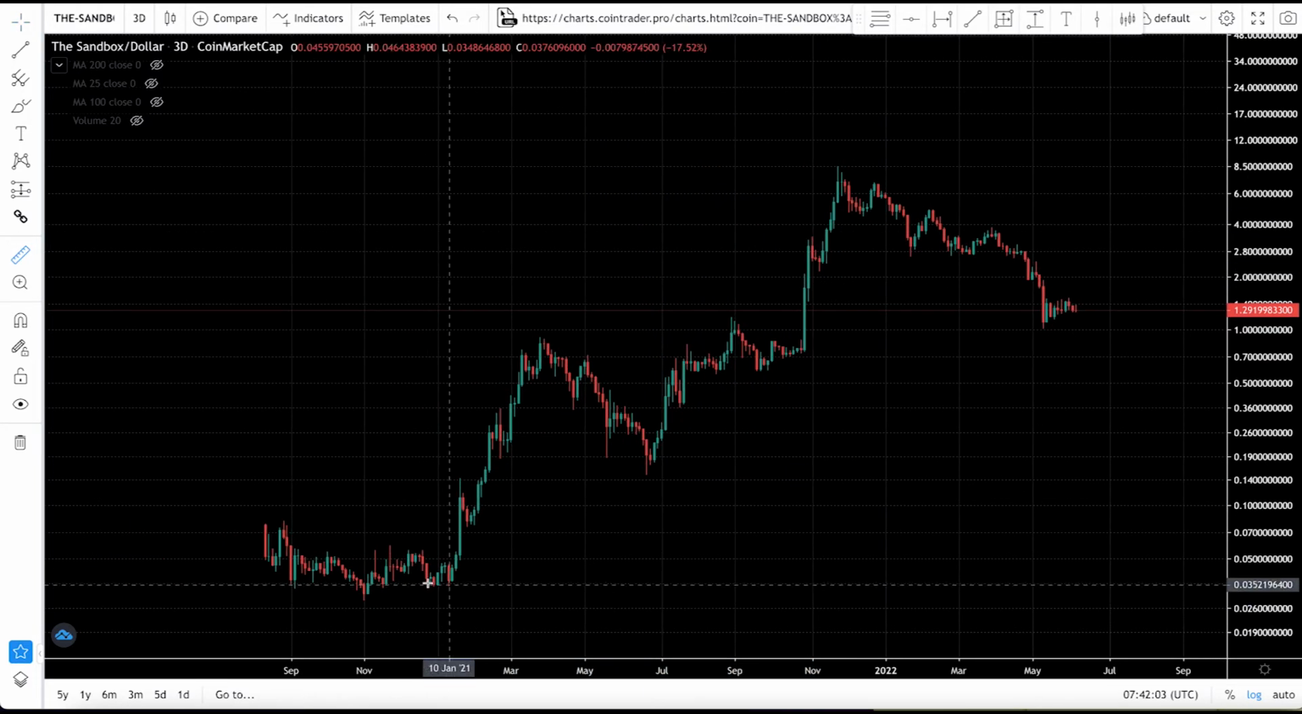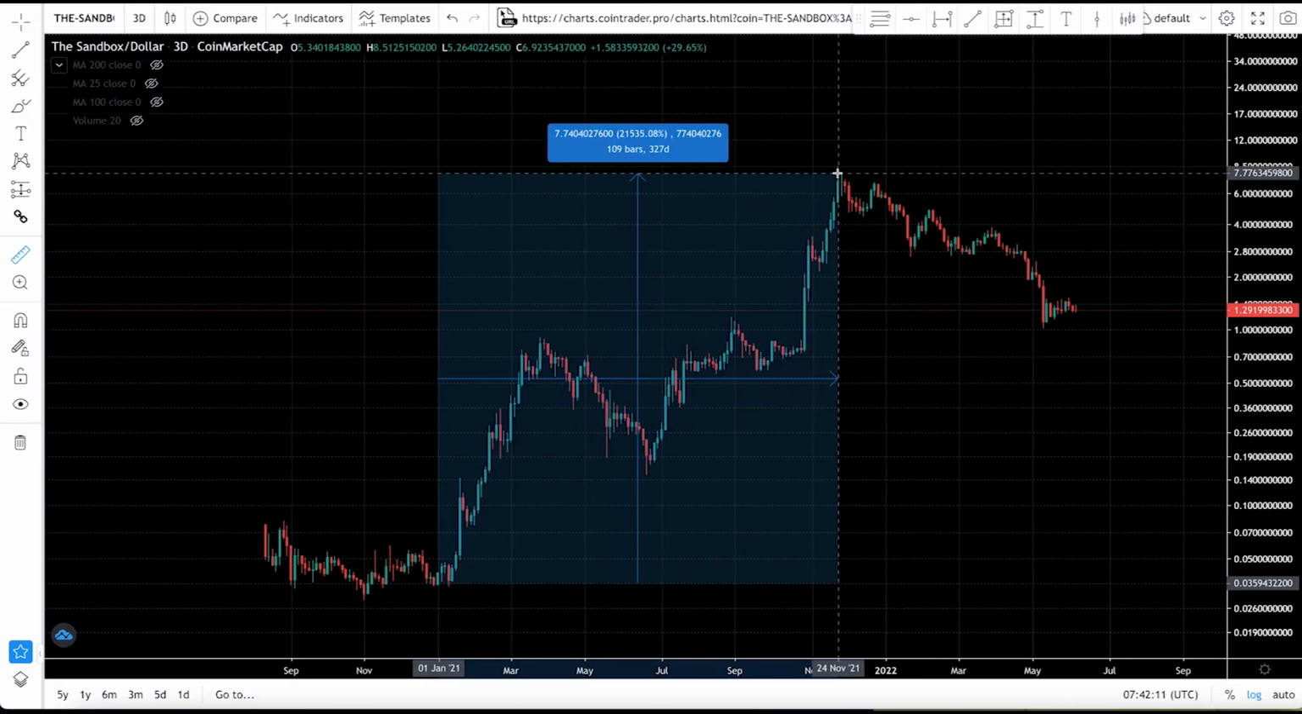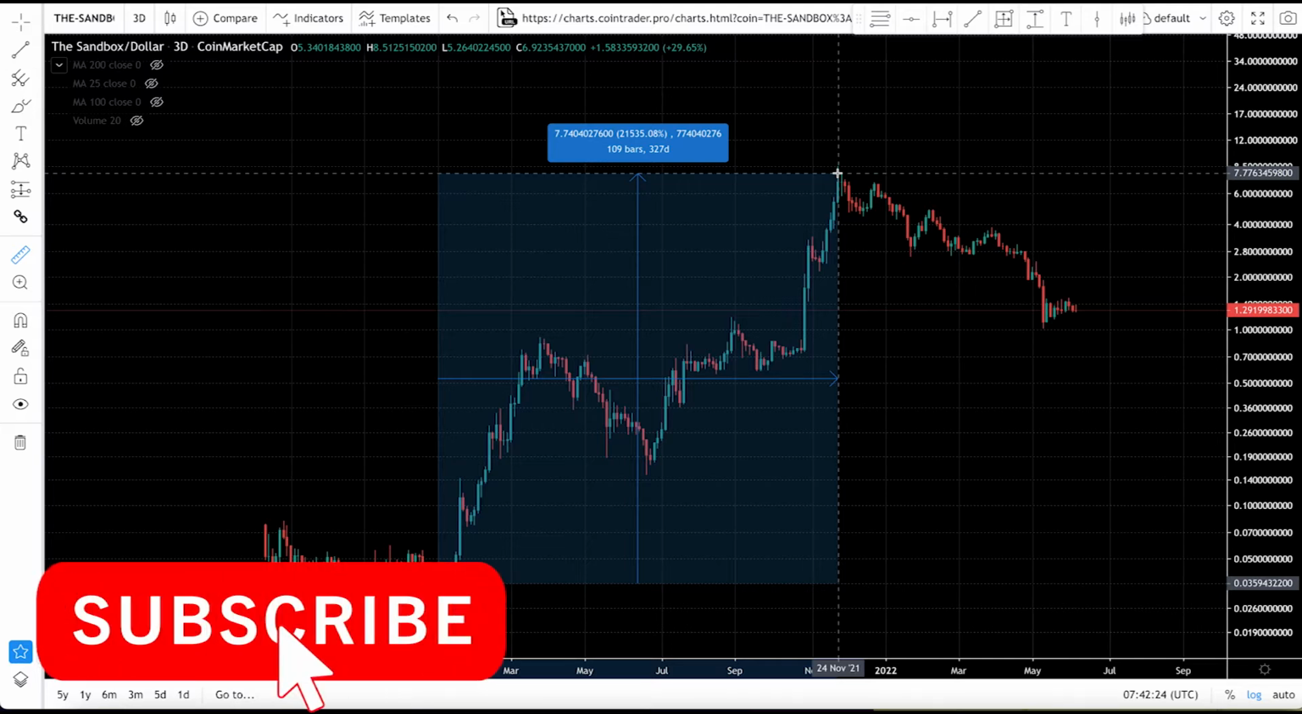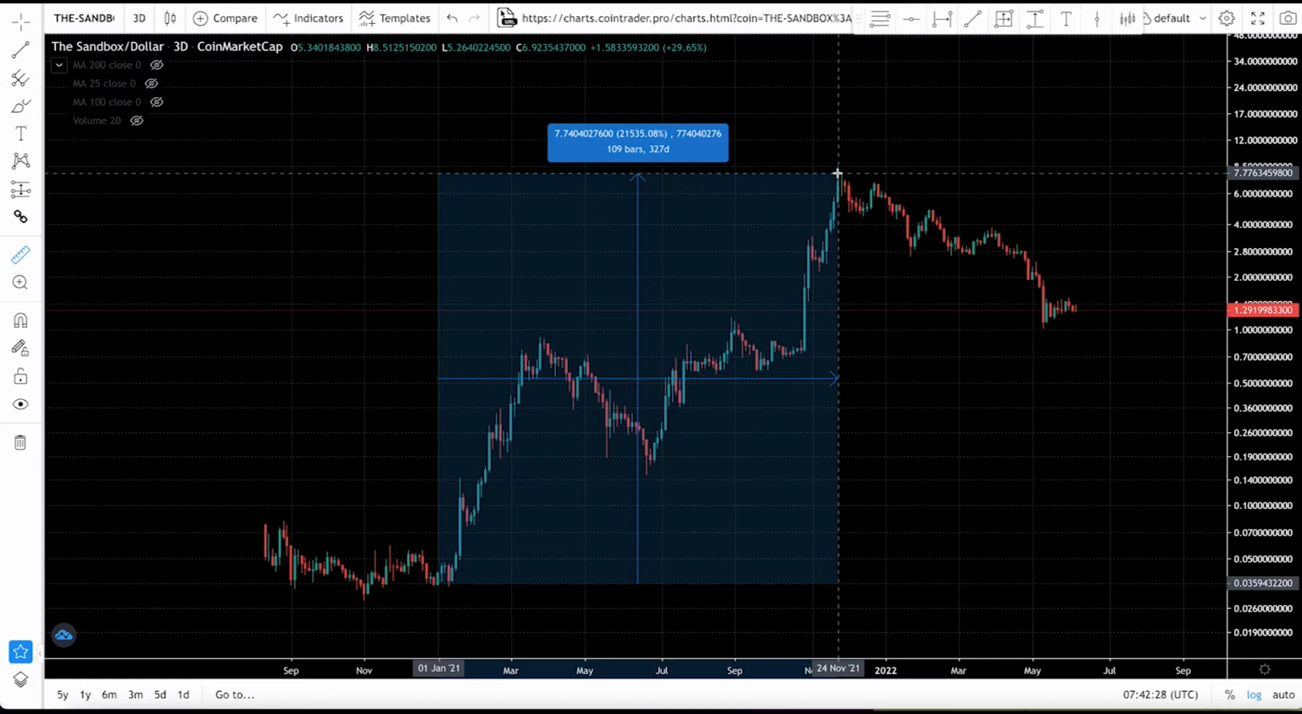So those people that got Sandbox on the 1st of January 2021, before November 24, 2021, were already up 21,000%. So in just a period of 327 days, their investment went up over 215x. A 1,000% investment at the bottom would have returned over 215%. At the top of the market in November, this was when Bitcoin was 69,000. Everything was pumping to the moon.